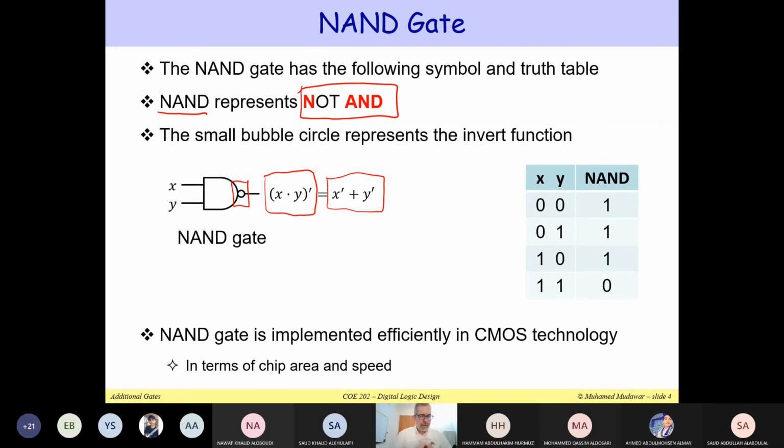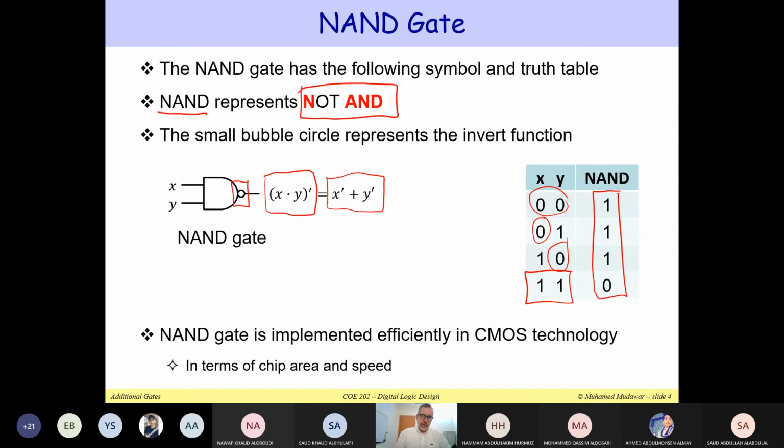We can draw a truth table for the NAND gate. So notice that this is the function of the NAND. So the NAND will give me 1 if at least one of the inputs is a 0. Then you get a 1. If both inputs are 1 and 1, the AND will give me 1, the NAND will give me 0. So NAND is just the complement of the AND. So this is the truth table of the NAND gate.